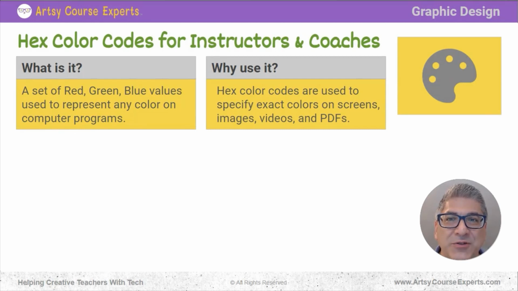Now, why use hex color codes? Well, hex color codes are used to specify exact colors on screens, images, PDFs, on all sorts of stuff. So when you have a screen, you might say, hey, the background is this certain color of beige, and I have this blue thing, and then I have this red area, and orange is our primary brand color. You're going to have all these different colors, and you might even have variations of it.